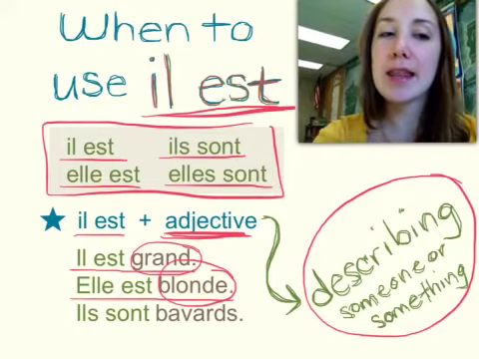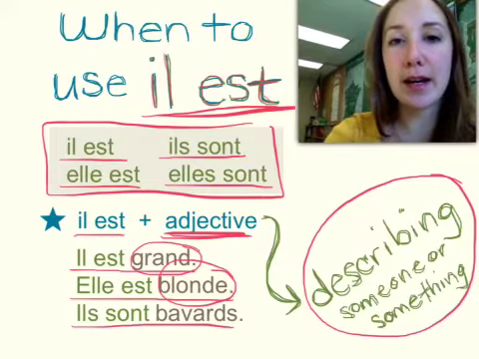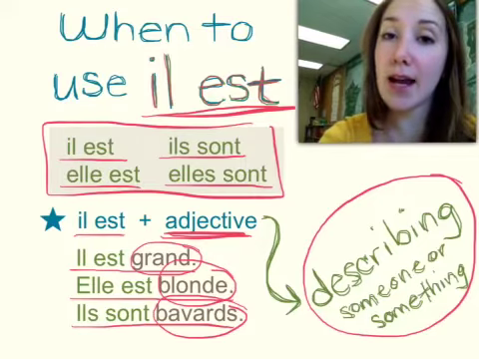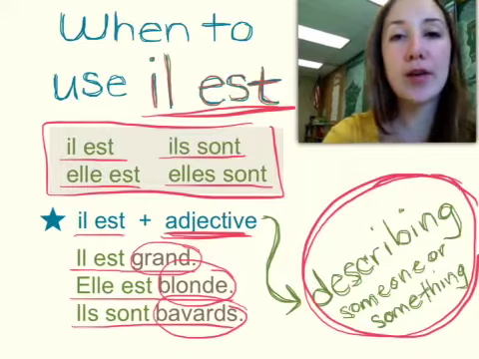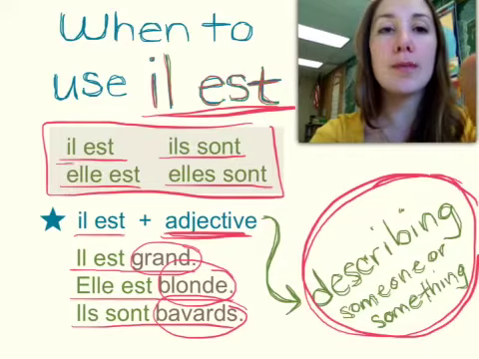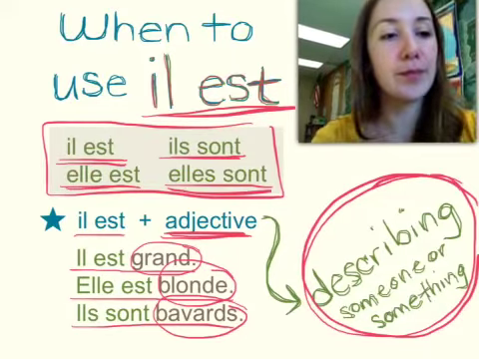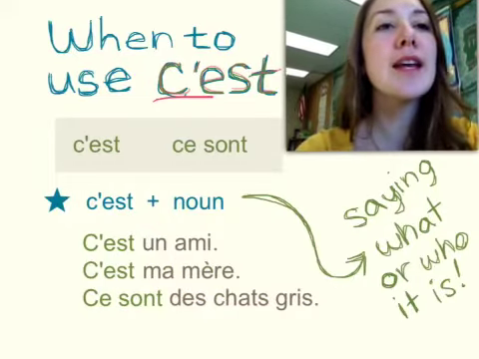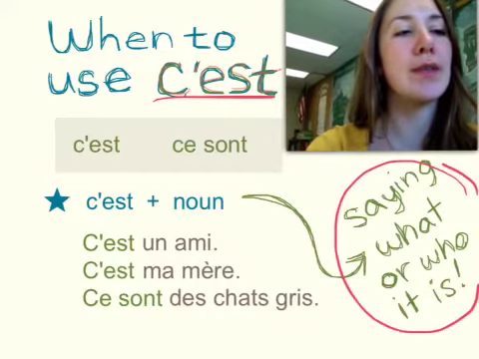And if I wanted to say they are talkative, I would say ils sont bavards. They are talkative, and notice that talkative is an adjective. So whenever I want to describe someone or something using an adjective, I will use one of these four forms: il est, elle est, ils sont, or elles sont. On the other hand, we'll use c'est when we want to say what or who someone or something is.